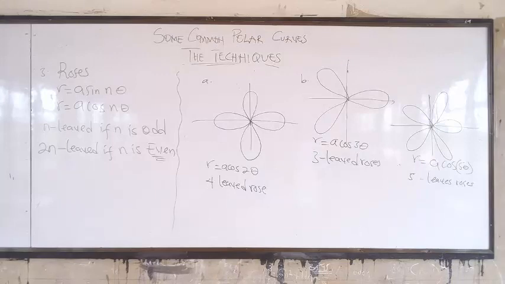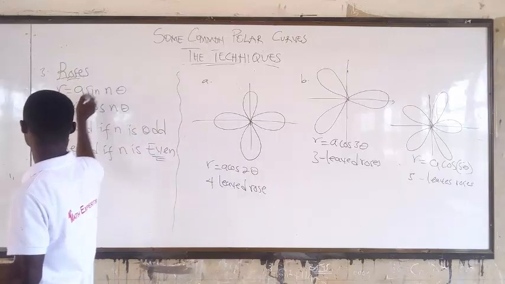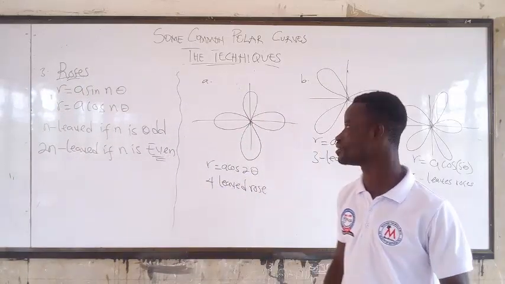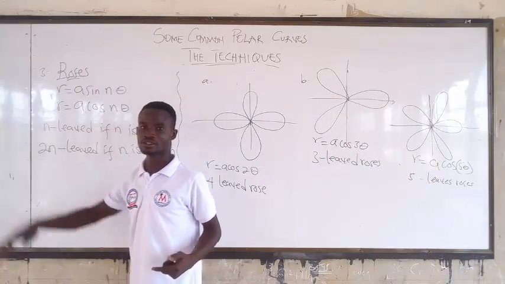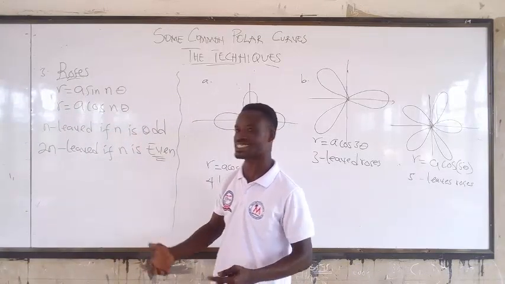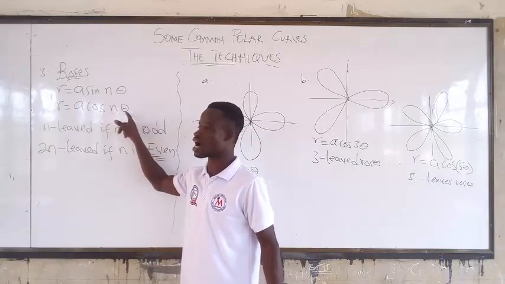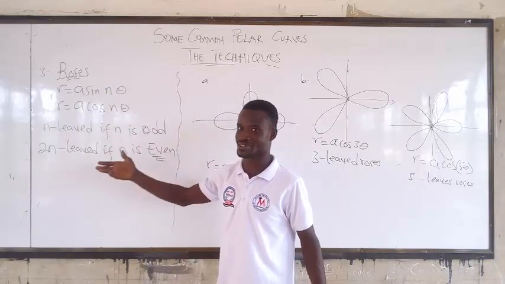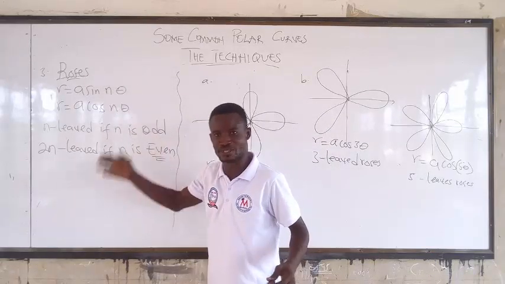Alright. Let's look at the third one. That is roses. The roses are in this form. The first technique is something like r = a sin θ or a cos θ, where you need to see something like 2θ, 3θ, 5θ, or even 1000θ. Alright, so let's see the case where we have such things.